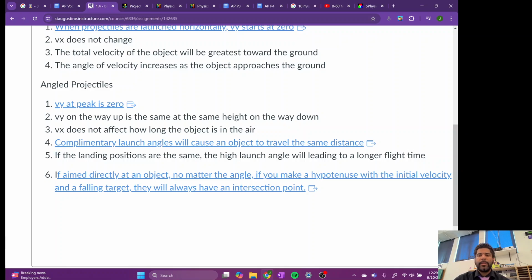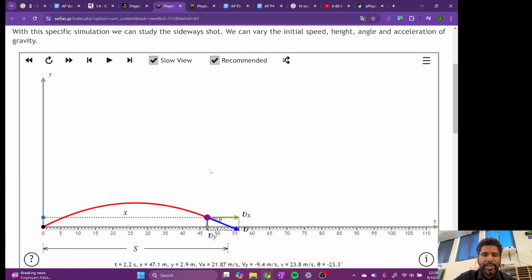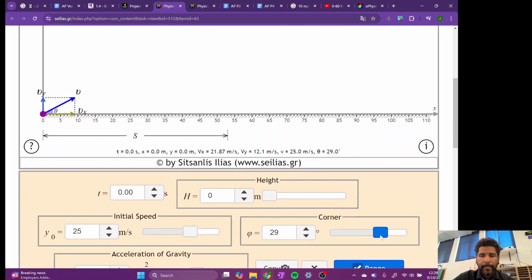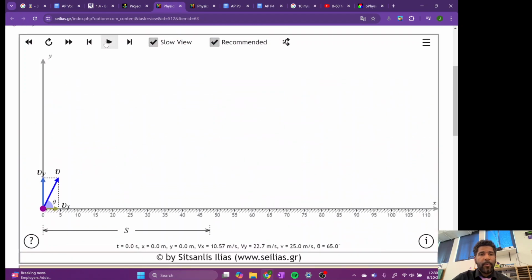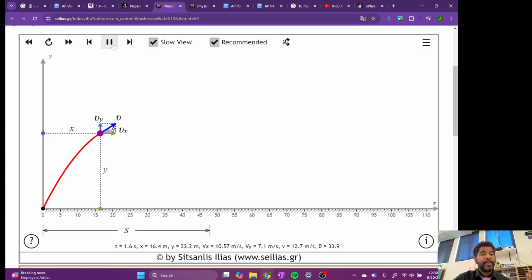The higher launch angle will have a longer flight time because a higher angle means that you have a larger ratio of your VY compared to your VF. So if I change this angle right here, we can see that the larger the angle is, the higher Vy is, meaning that velocity in the Y direction is going to spend more time in there. It's going to take longer for the acceleration to bring the Y velocity to zero. And because it takes a longer time for the Y velocity to go to zero, it's going to spend longer time in the air.